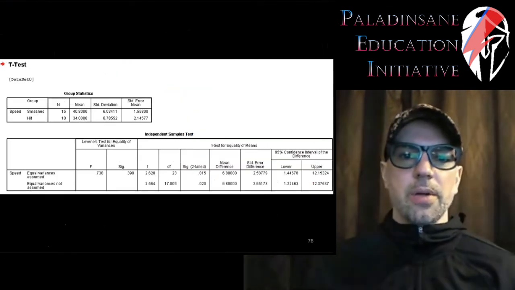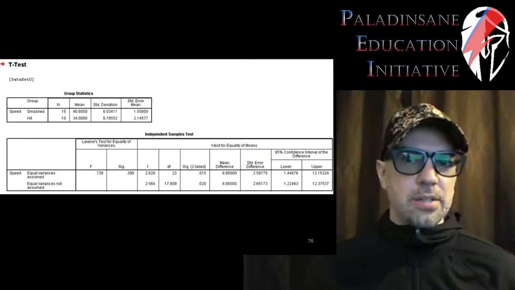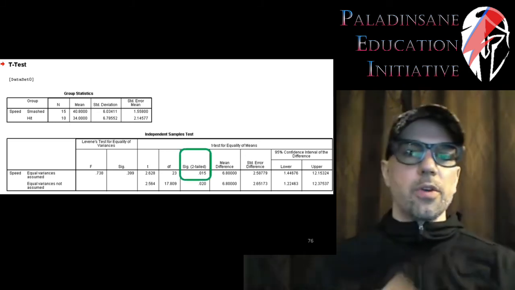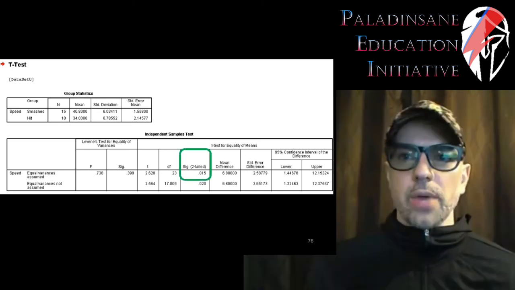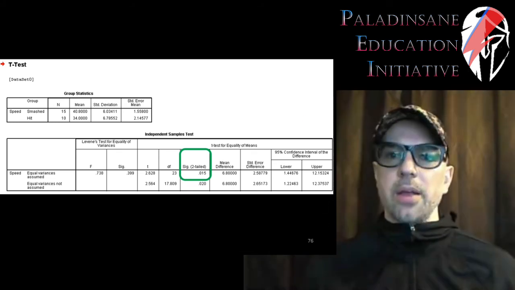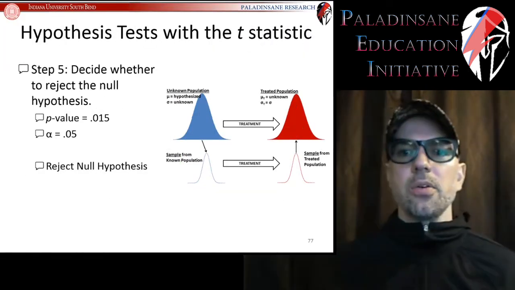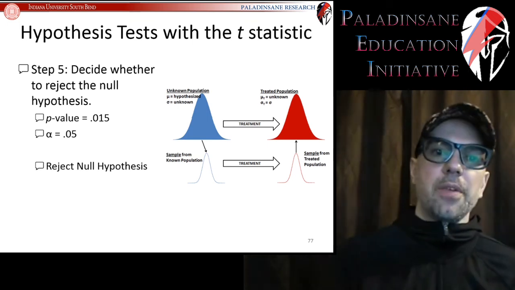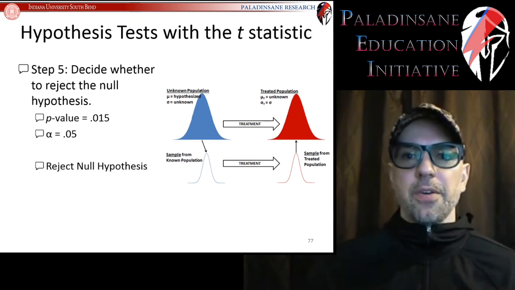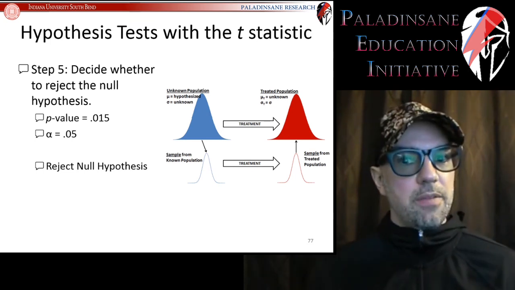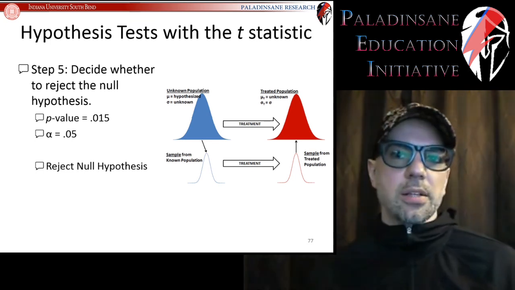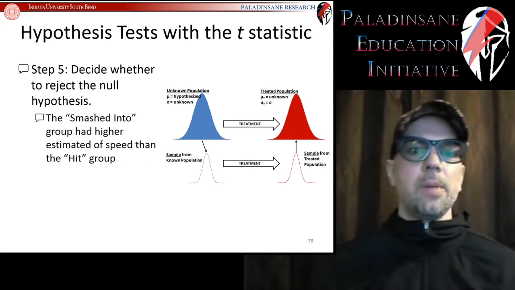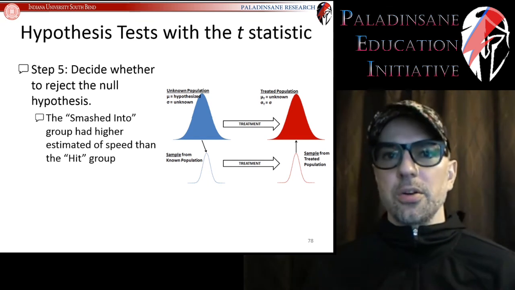So once again, just to reiterate, we're doing a two-tailed t-test. That's our p-value for 2 tails, so we can read it straight off of the table. So comparing the two of them, the p-value, our sample's probability, is 0.015. Our alpha level is 0.05. Alpha is larger than our p-value, so that means that we reject the null hypothesis, and the conclusion is that the smashed into group had a higher estimated speed than the hit group.